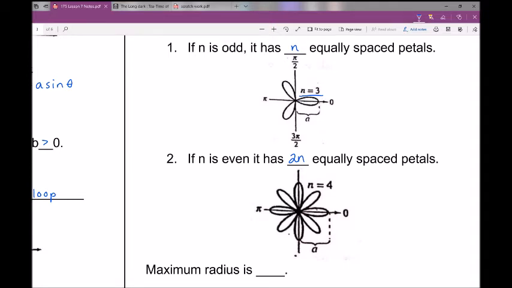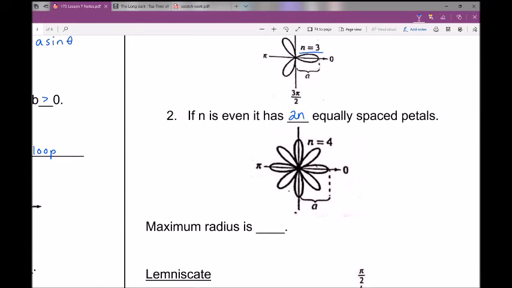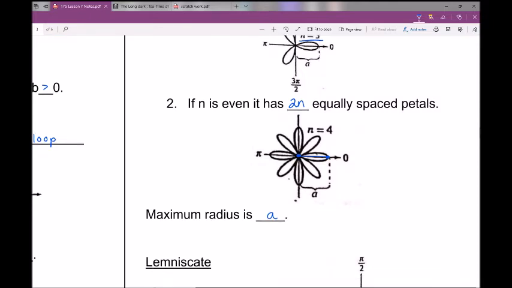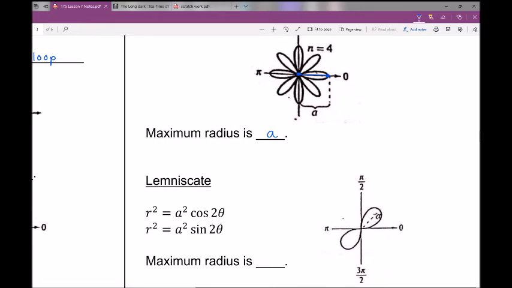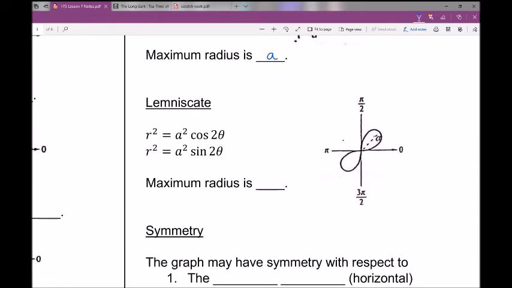And again, here we have a maximum radius. So in the case of this graph, the maximum radius is going to be from the center out to the end of a petal. All right, and that will simply be the number A. So that number A tells you how big these flower petals are, and the number N tells you how many flower petals you have.